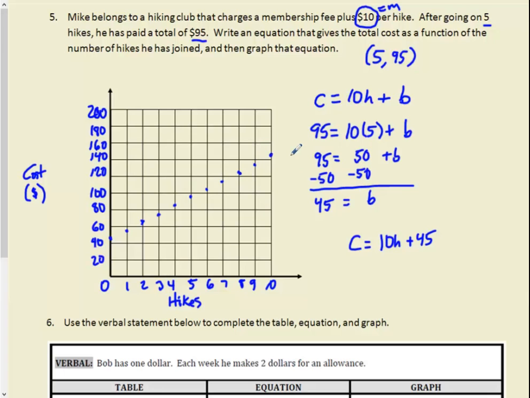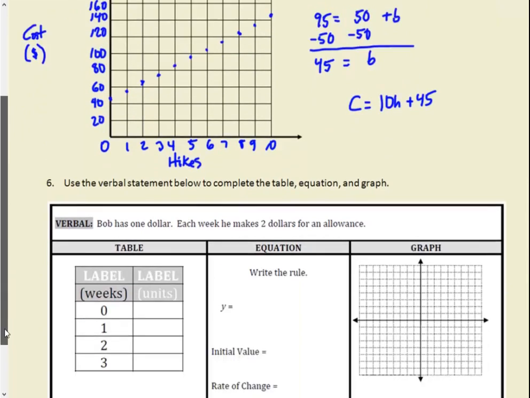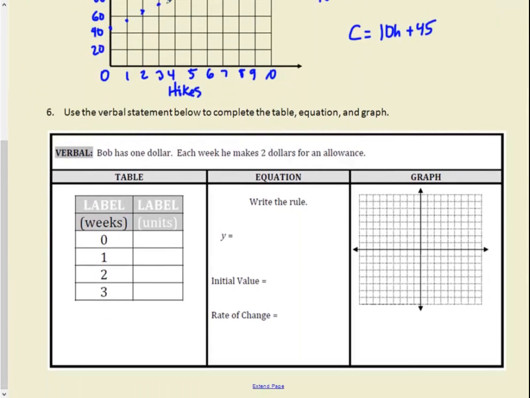Now, I would not connect these because we can go on 1 hike or 2 hikes, but nothing in between. You can't go on 1.5 hikes or 1.732 hikes or 1 1/4 hikes. So just go ahead and leave those points there. The key is that we found the membership fee.